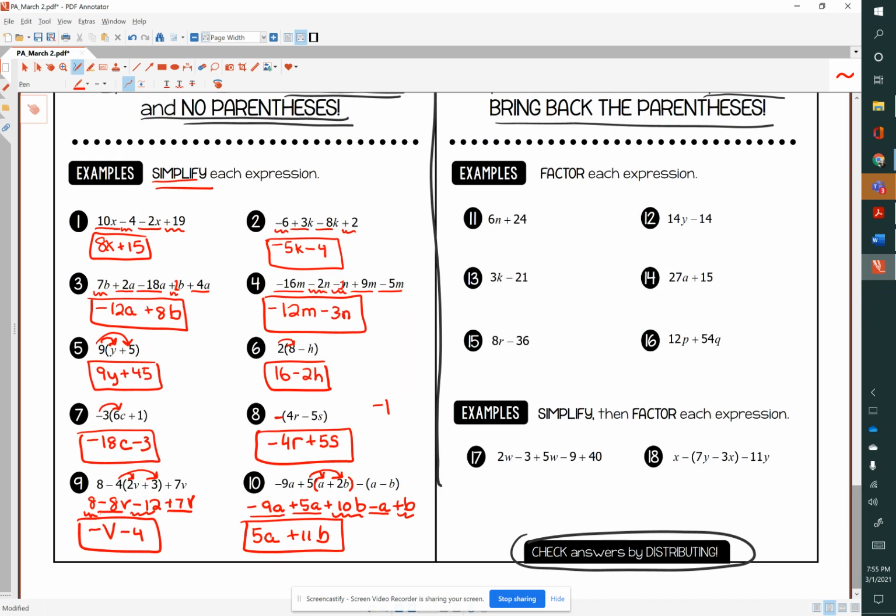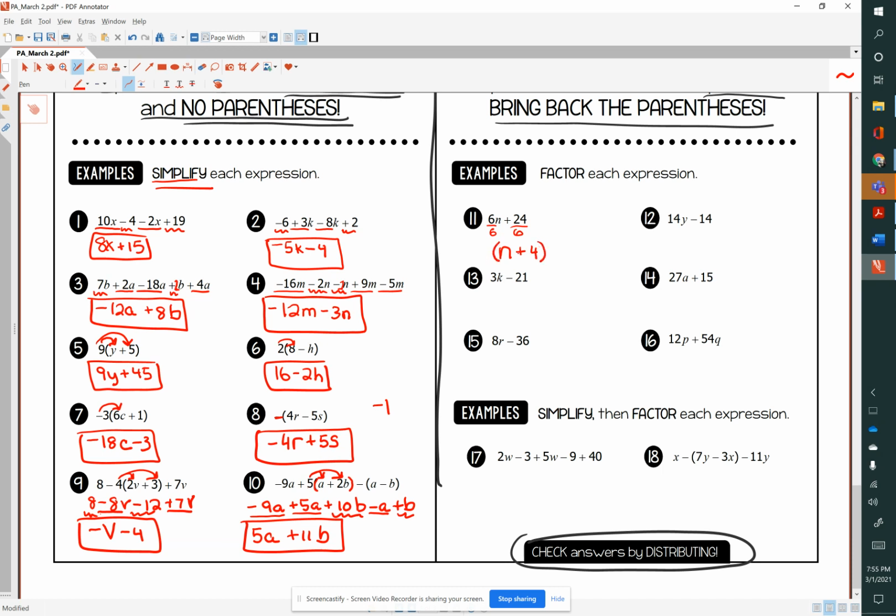So we're looking for the greatest common factor of everything that's in the expression. So if I have a 6 and a 24, the largest number that we can divide both of those by is 6. So 6n divided by 6 is 1n, and we simply write n. Then we have our plus sign, and 24 divided by 6 is 4.